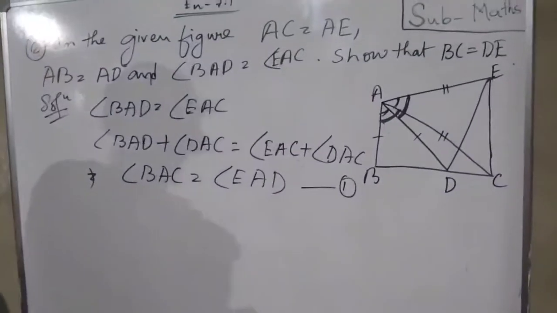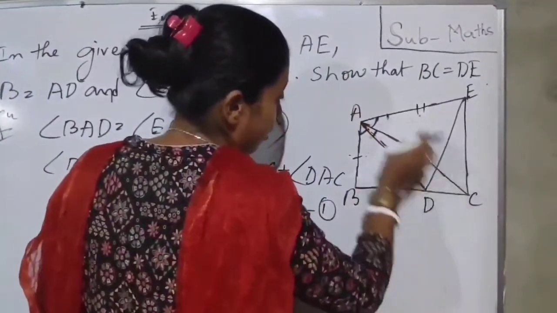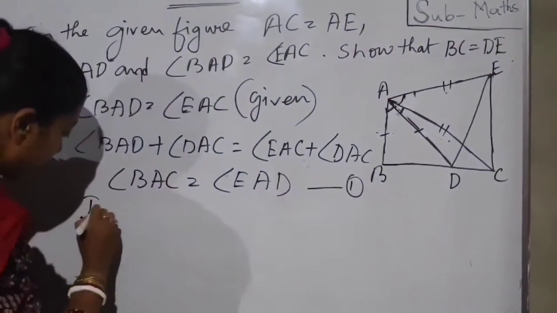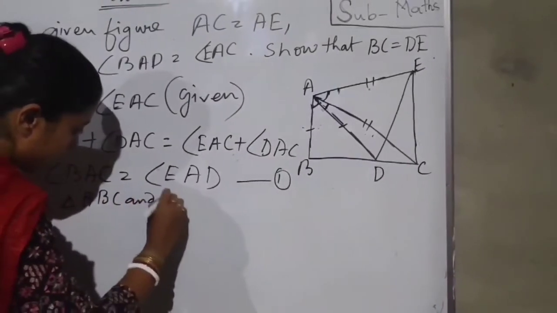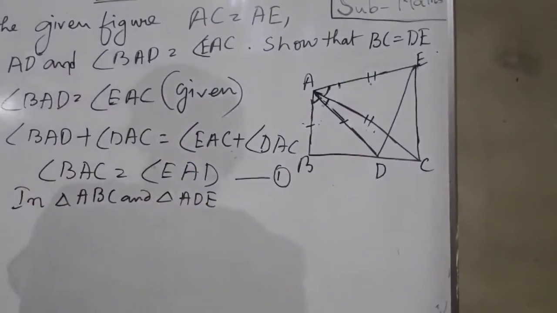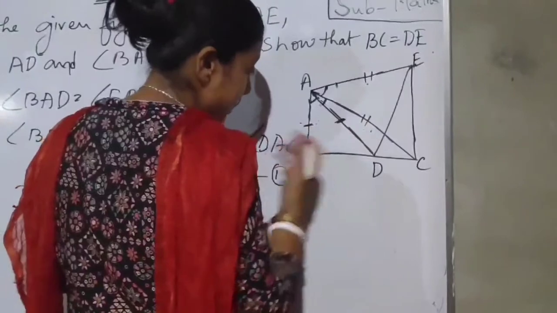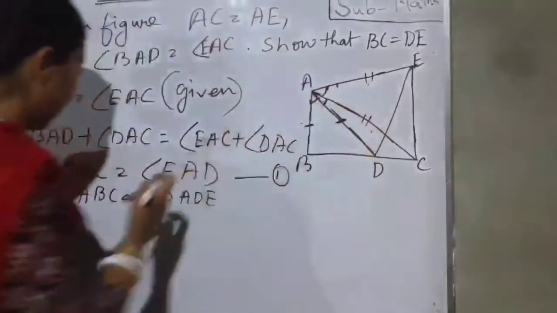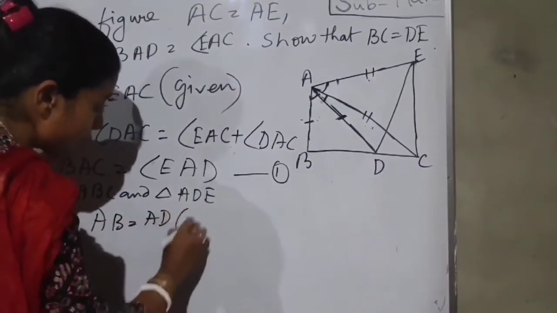Now let's take these two triangles, triangle ABC and triangle ADE. In triangle ABC and triangle ADE, what are the things we can write? We can write AB equals AD, which is given, from this triangle and from this triangle. And this is also given to us.